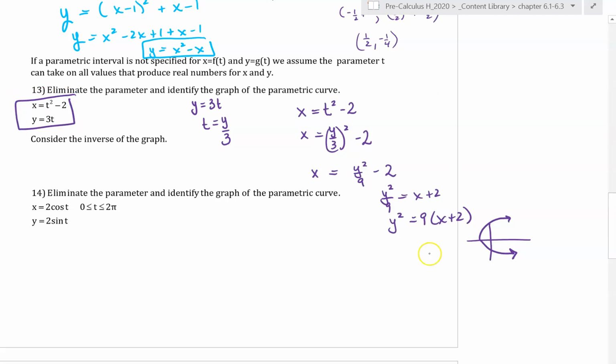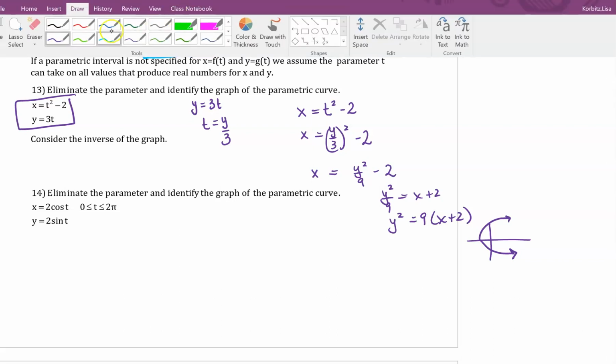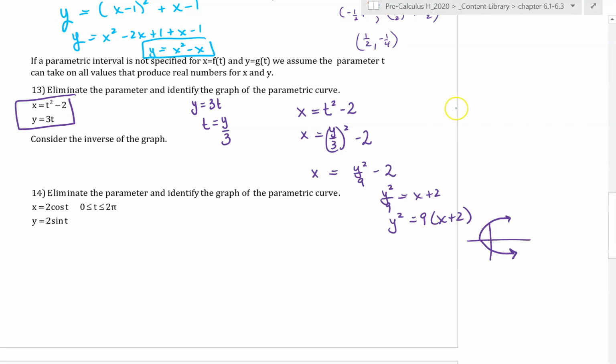Let's say that we switch the x's and the y's right now. We find the inverse. Here, I'll get a different color. So if I said x squared equals 9 times y plus 2, very interesting that you would end up with a graph that looks like this. And again, they are inverses of each other.